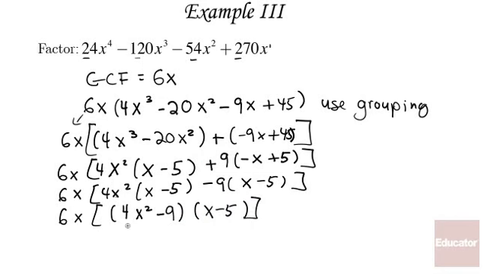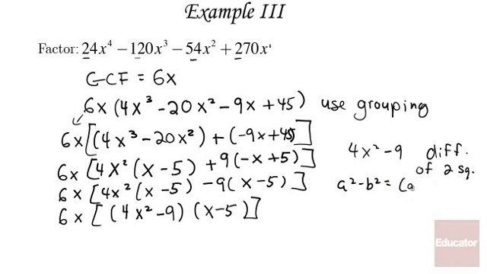So I end up with, again, bringing that greatest common factor along the whole time, 6x times 4x squared minus 9 times x minus 5. Now, one thing you may notice is that 4x squared minus 9 is the difference of 2 squares. Difference of 2 squares. So this is going to factor out to this form, a plus b, a minus b.